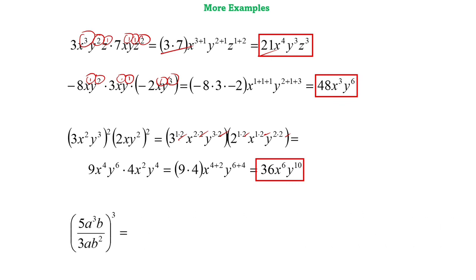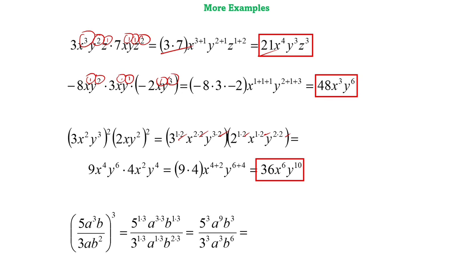Okay. Next, 3a cubed b over 3ab squared. Of course, ang una po natin gagawin, we will distribute first our exponent. So, what that will become 5 raised to 1 times 3, a raised to 3 times 3, b raised to 1 times 3 over 3 raised to 1 times 3, a raised to 1 times 3, b raised to 2 times 3. After that, ayan, ito po yung sagot natin. 5 cubed a raised to 9, b cubed over 3 cubed, a cubed, b raised to 6.